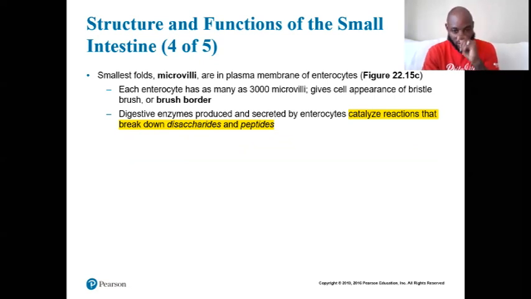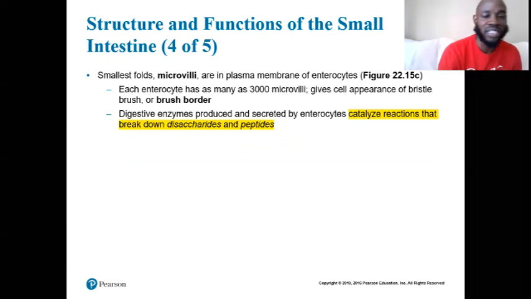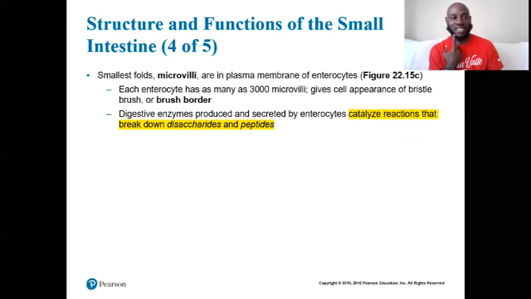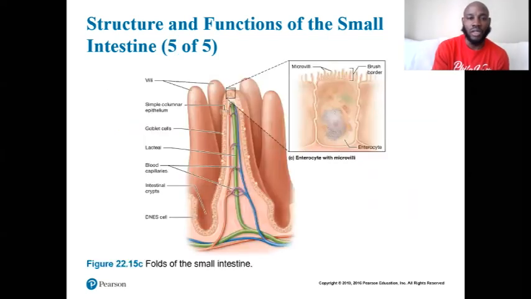Digestive enzymes produced and secreted by enterocytes catalyze reactions that break down disaccharides, carbohydrates, and peptides, right? Remember, monosaccharide, disaccharide, polysaccharide. So we go from big polysaccharides to smaller polysaccharides by the saliva, and then we can further break down disaccharides in our intestines, and also peptides. Right. So that's the structure there.